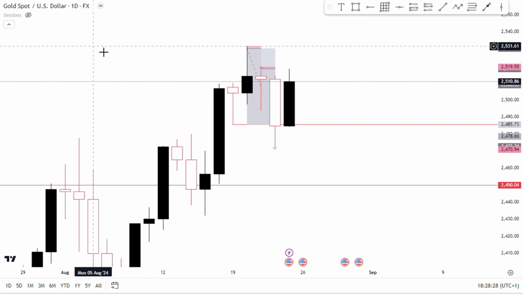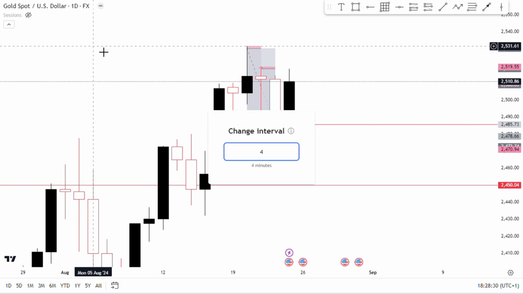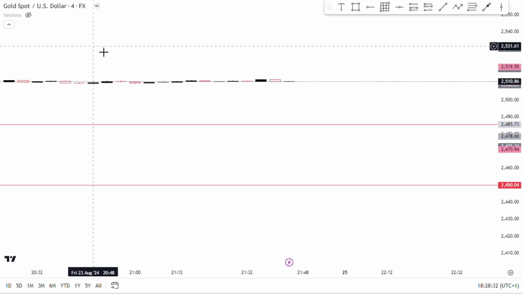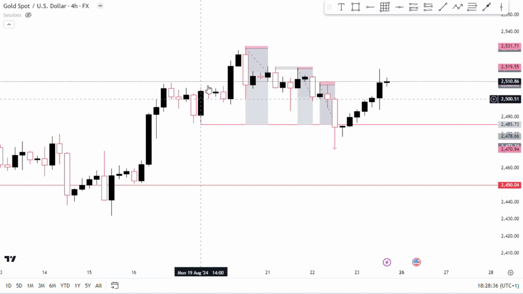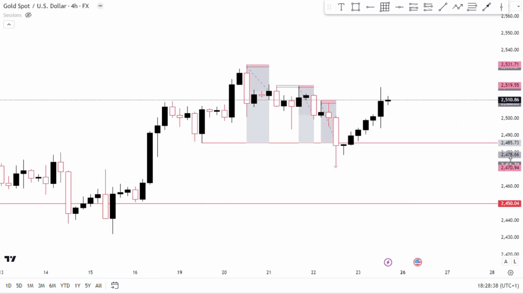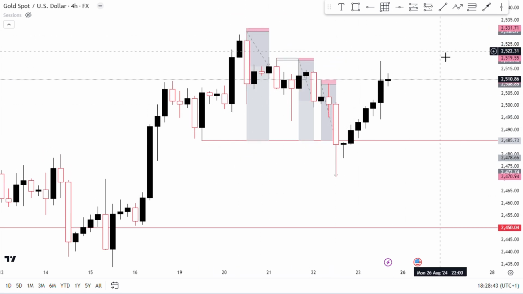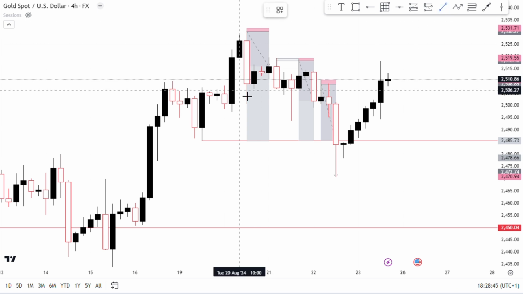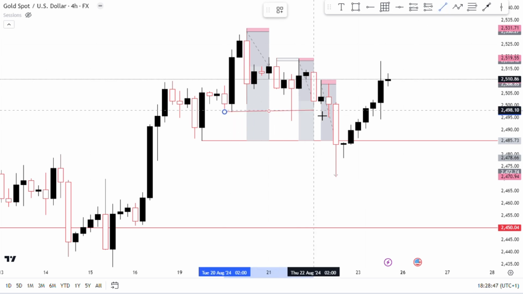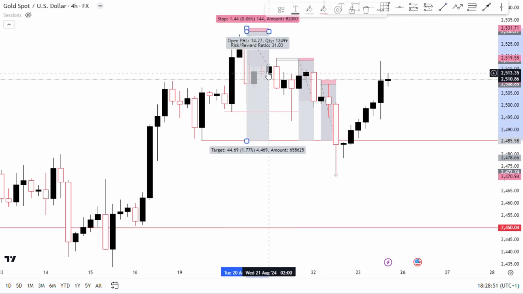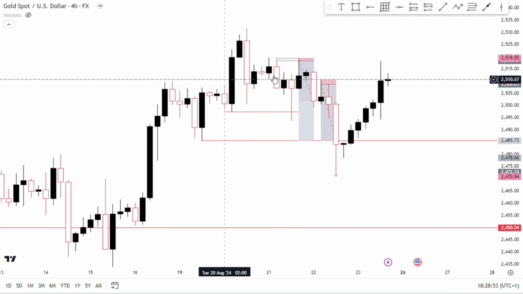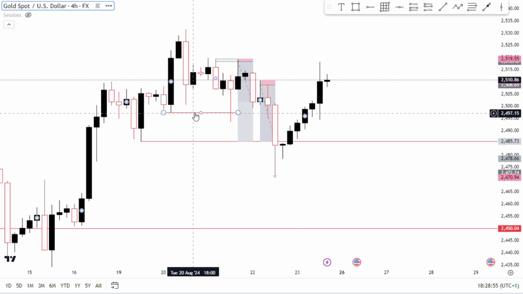So from daily time frame, I was able to go down to the 4-hour time frame. Sorry, that is not 4 minutes, it's the 4-hour time frame. Then I saw this particular setup right here, this particular low. Let me delete this. I'll get this back. So I'll come back to this particular area.